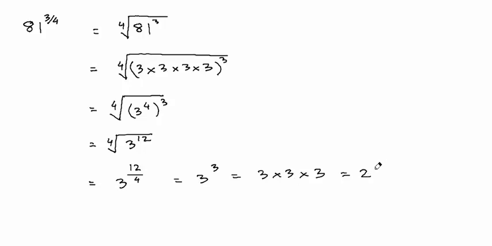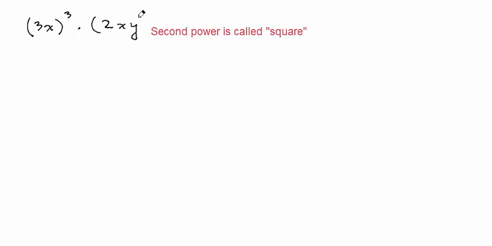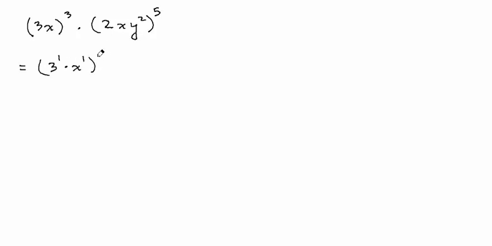which is 3 times 3 is 9, 9 times 3 is 27. Let's say we have 3x, all of that raised to the 3rd power, times 2xy squared, and all of that raised to the 5th power. We can rewrite this as 3 raised to the 1st times x raised to the 1st, all of that raised to the 3rd, times 2 raised to the 1st times x raised to the 1st times y raised to the 2nd, all of that raised to the 5th power.